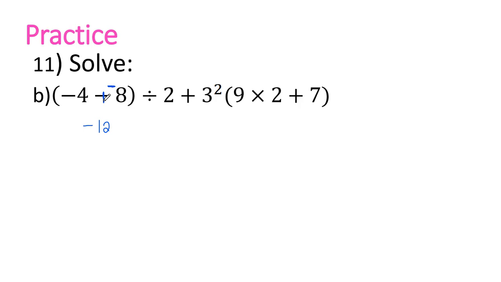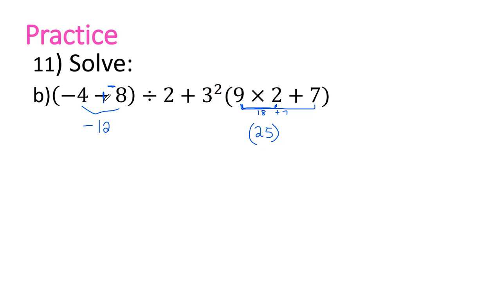So this part's done. And then we have another set of brackets here. We have 9 times 2 plus 7. Within the brackets, we have to follow order of operations, which means that we are going to do the 9 times 2 first and then add the 7. So 9 times 2 is 18, plus 7 gives us a result of 25. We're going to keep that in brackets because notice next door this 3 squared is actually going to be multiplied to that whole bracket.